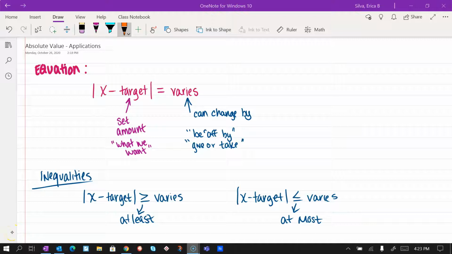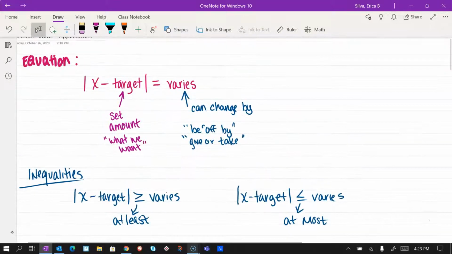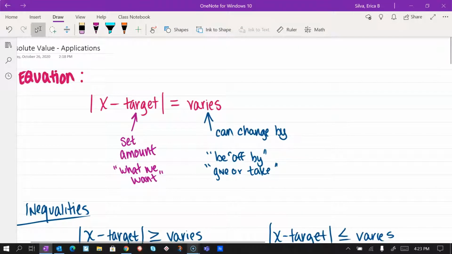In this lesson, we're going to be writing equations and inequalities from absolute value problems. So the basic equation that we have is |x minus the target|, and the target is our set amount, what we want, what is ideal, and we put the absolute value around that. And then we have that it's equal to the varies, and varies is what it can change by.